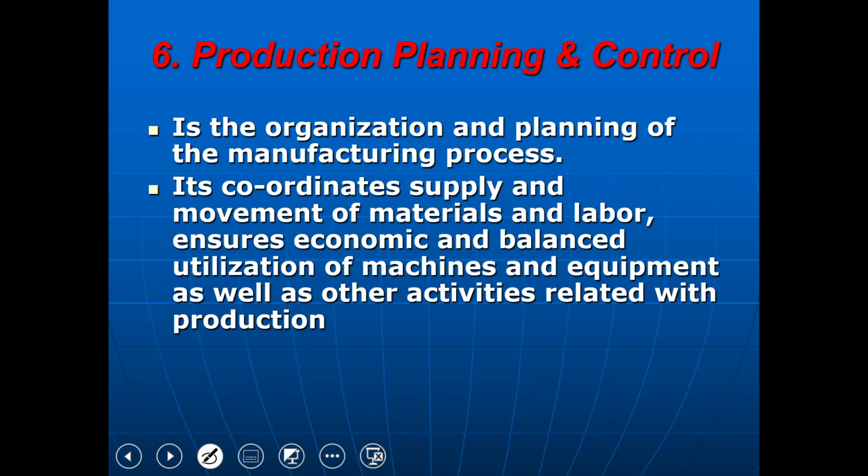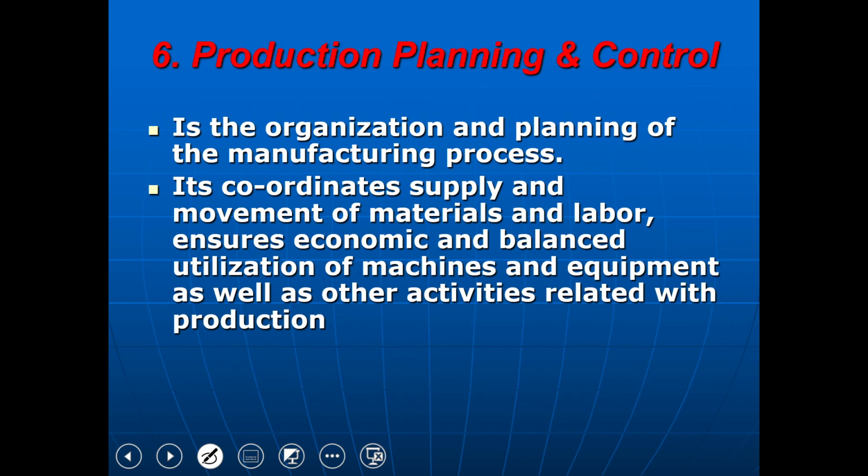And so number 6 is production planning and control. Production planning and control is the organization and planning of the manufacturing process. The name already says it: planning and control involve organizing and planning the manufacturing process. It coordinates the supply and movement of material and labor.